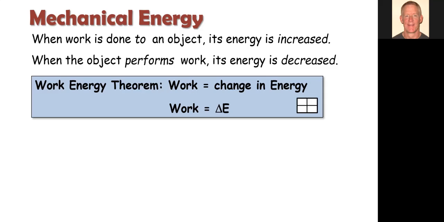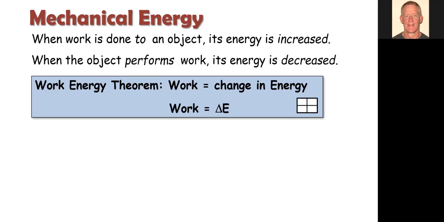So this leads us to this first important concept of the work energy theorem. And it basically says this: the work is equal to the change in energy. Okay, so work equals change in energy. So the amount of work we do to an object is how much it increases its energy by. Or if the object or system performs work, that's how much its energy is going to decrease by. Okay, so these are equivalent. We call this the work energy theorem, okay, or the work and change in energy equivalency.